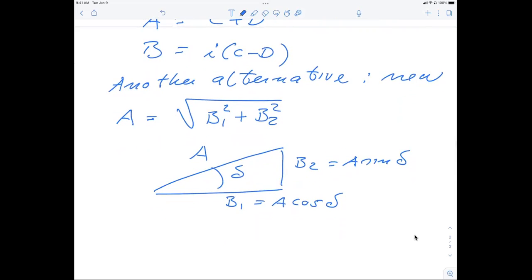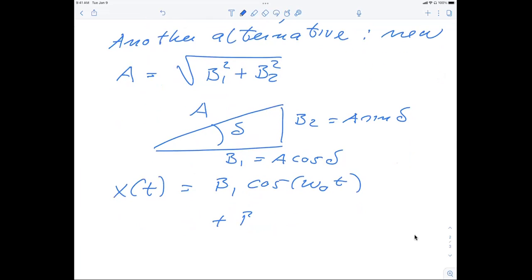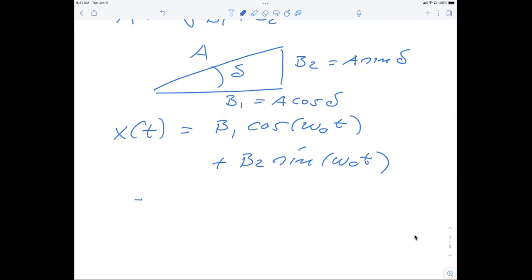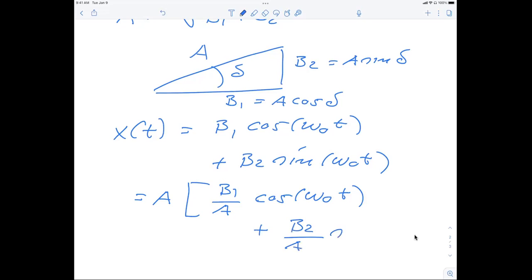If we now go back to the solution which we had, this x of t, and since we now introduce the b's, the new constants, and remember that these are just constants, so we can name them whatever we want, plus b2 times sine of omega 0 t, and then I'm going to multiply and divide with a, so I can rewrite this as a, and this is given by a b1 divided by a of cosine omega 0 times t, plus a b2 divided by a of a sine of omega 0 t.